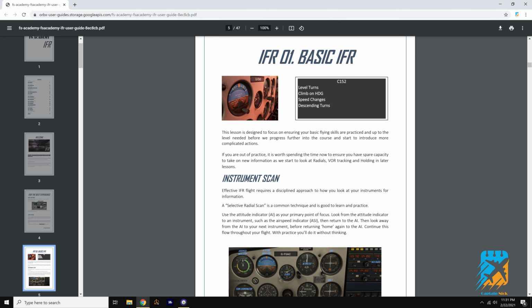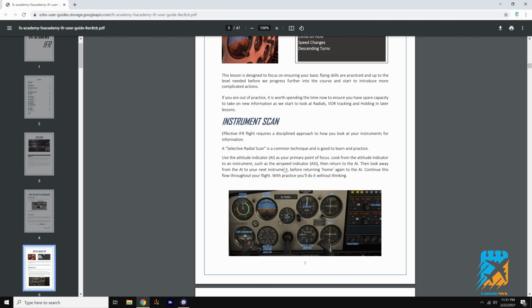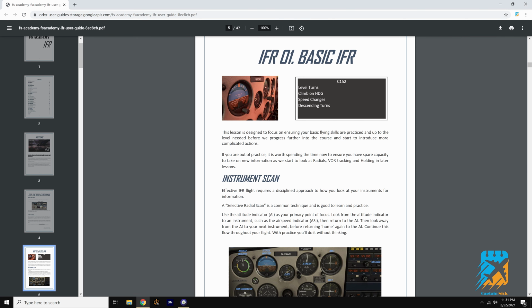What it does is tell you what you are going to go over. So we have level turns, climb on a heading, speed changes, descending turns. So different, putting your plane into different attitudes and power situations. And what you do is, like I said, read the lesson and then go take the lesson in the simulator.